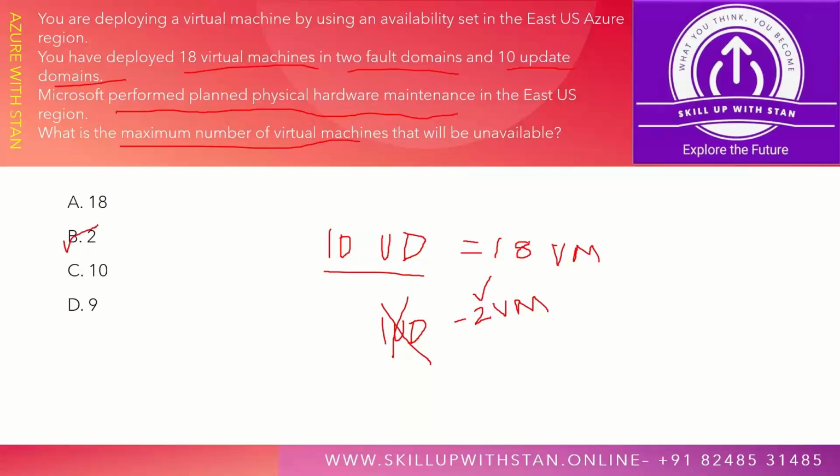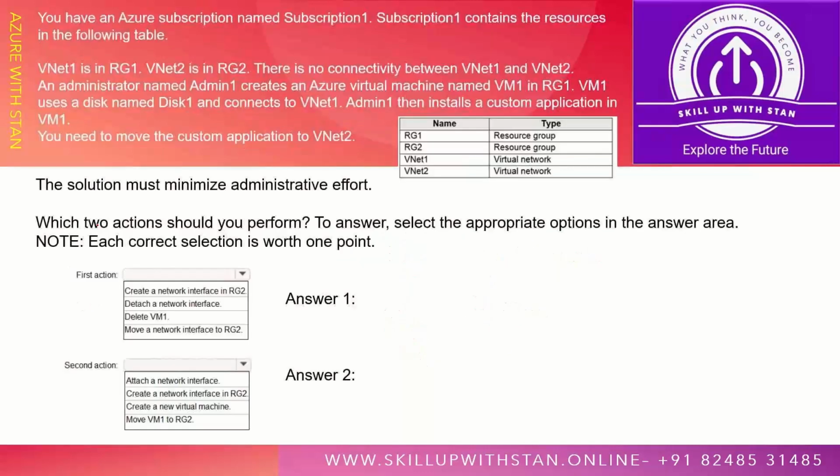This is a straightforward question and we can answer it easily. So you have an Azure subscription named Subscription 1. Subscription 1 contains the resources in the following table. VNet 1 is in RG1, VNet 2 is in RG2. There is no connectivity between VNet 1 and VNet 2. Okay, that is interesting. So the question says there is no connectivity, so you cannot move the VM or do any online migration kind of stuff.